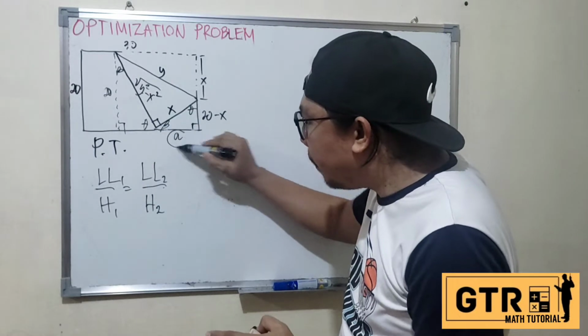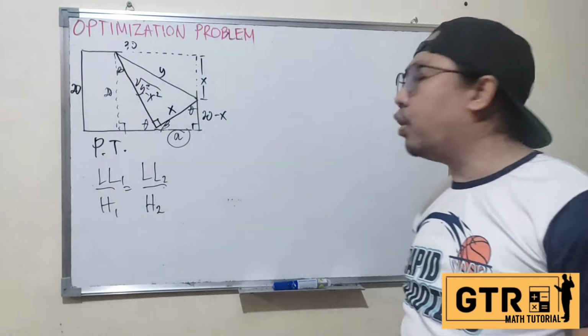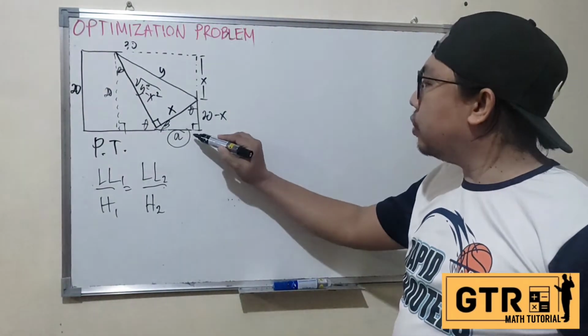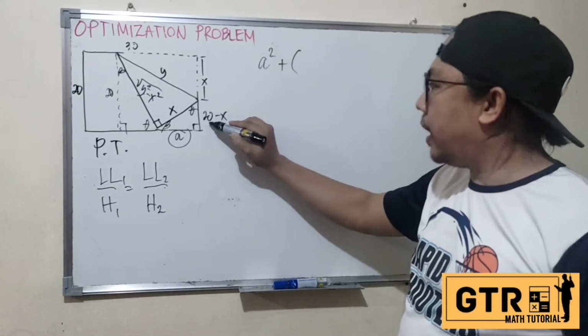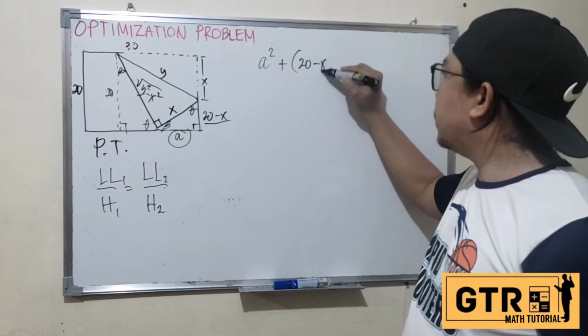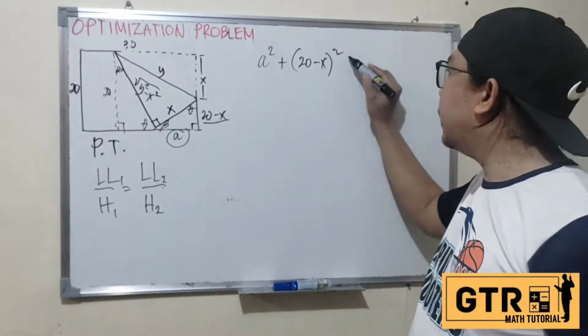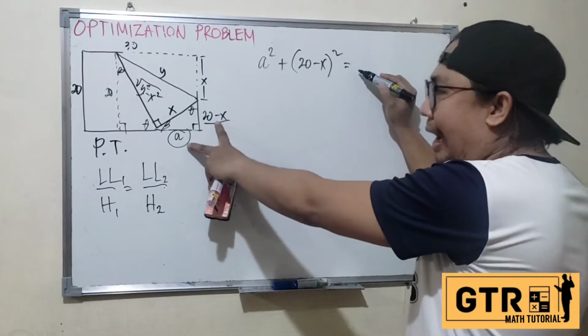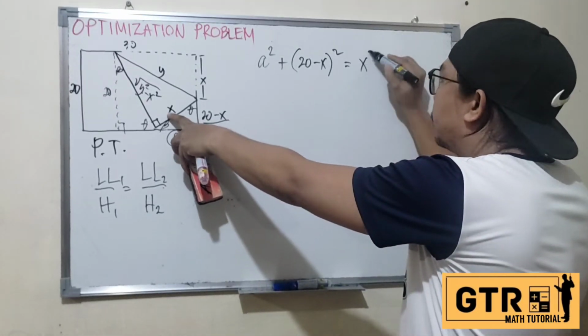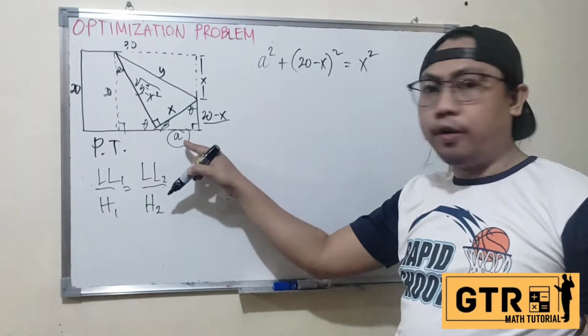So we need to solve for the value of a, again using the Pythagorean theorem. From the Pythagorean theorem, the sum of the squares of the legs, a squared plus this side 20 minus x squared, is equal to the square of the hypotenuse, x squared. Then we can solve for a.